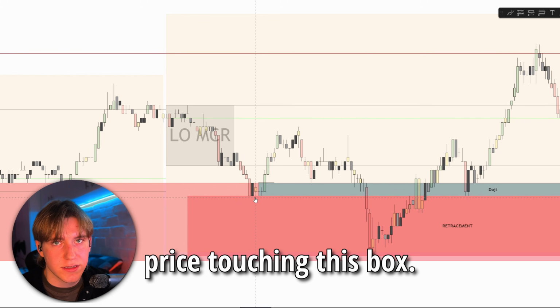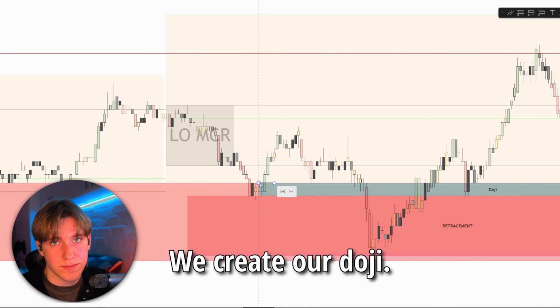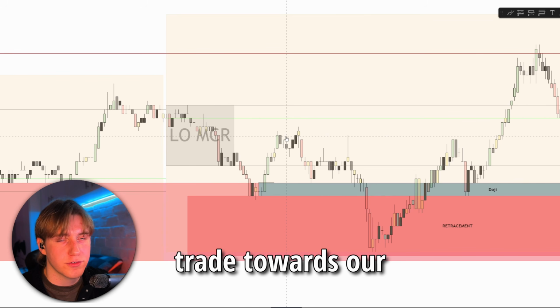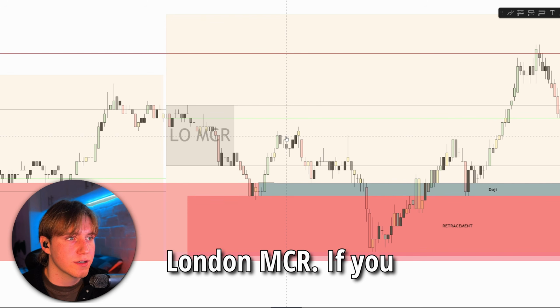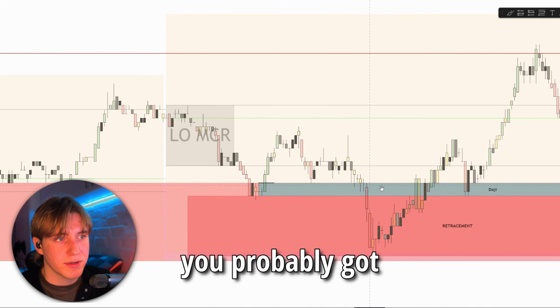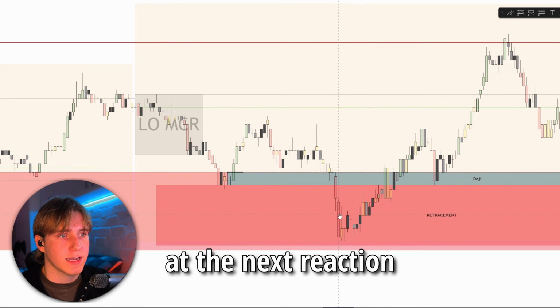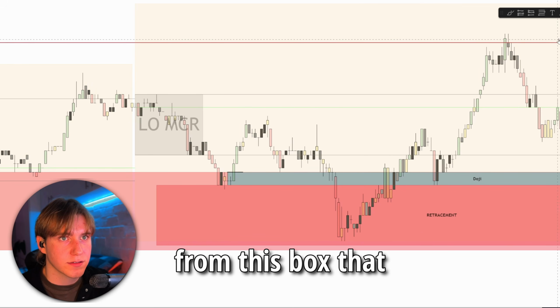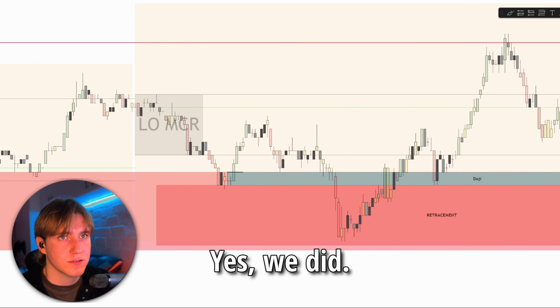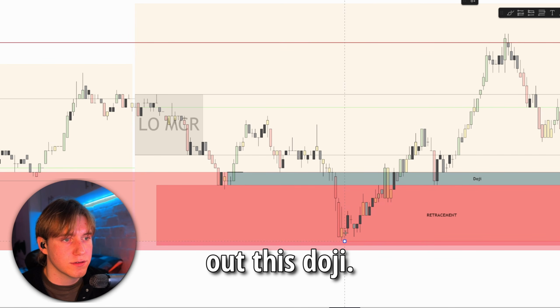So we see price touching this box, we create our doji, we have our candle count, and then we trade towards our London MCR. If you didn't take break even, you probably got stopped out. But let's look at the next reaction from this box. Did we create a doji? Yes, we did. So let's mark out this doji.